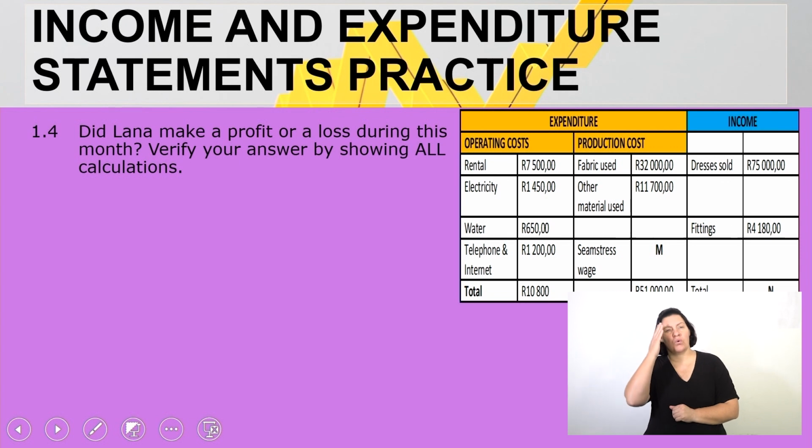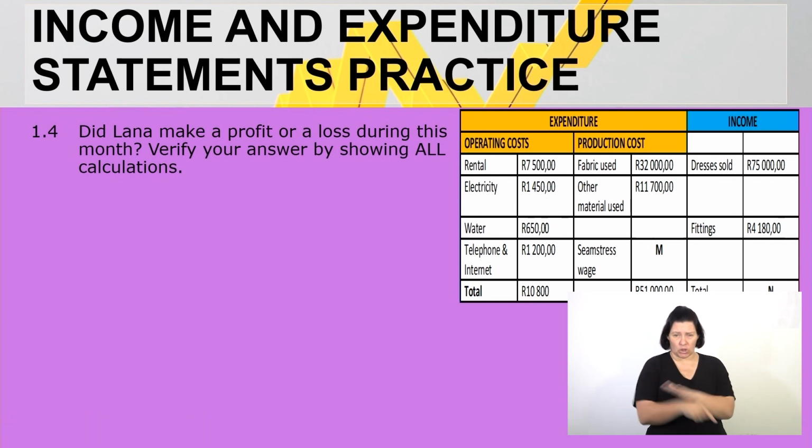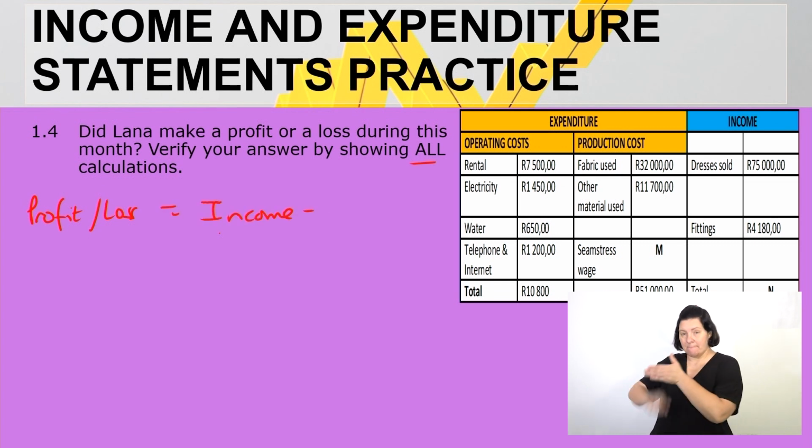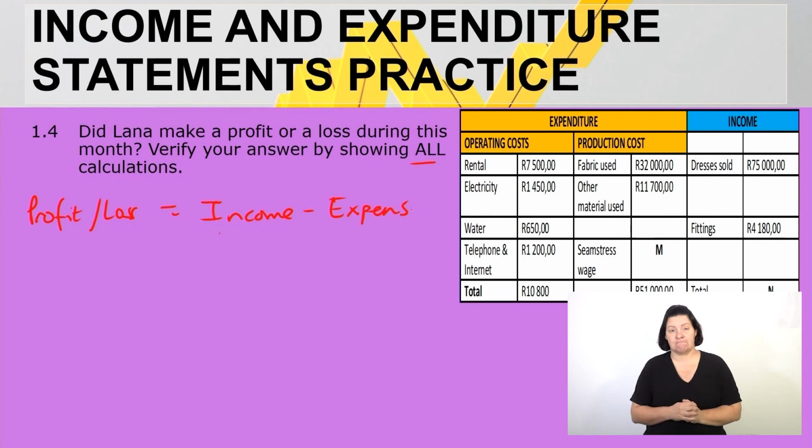All right, now let's look at the next question. It wants to know, did Lana make a profit or a loss during this month, right? Verify your answer by showing all calculations. How do I calculate profit or loss? What's the formula again? All right, we're basically going to take all our income minus our expenses. Okay, so now let's quickly look at what is the income, right? That will consist of the 75,000 plus the 4,180 rand. So as previously calculated, the income is 79,180 rand minus the expenses.